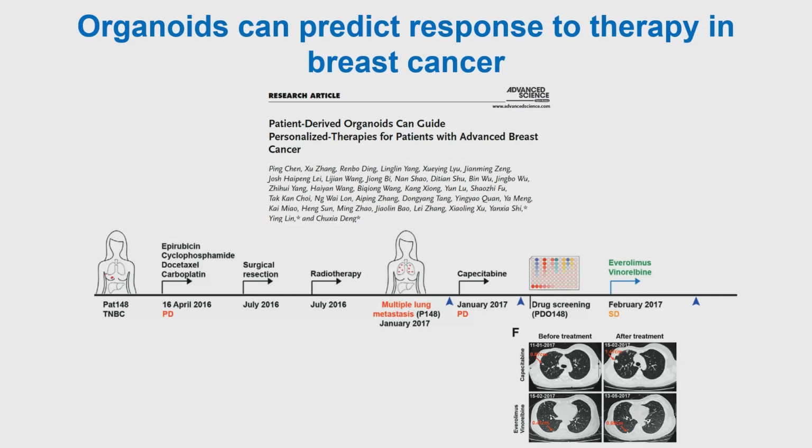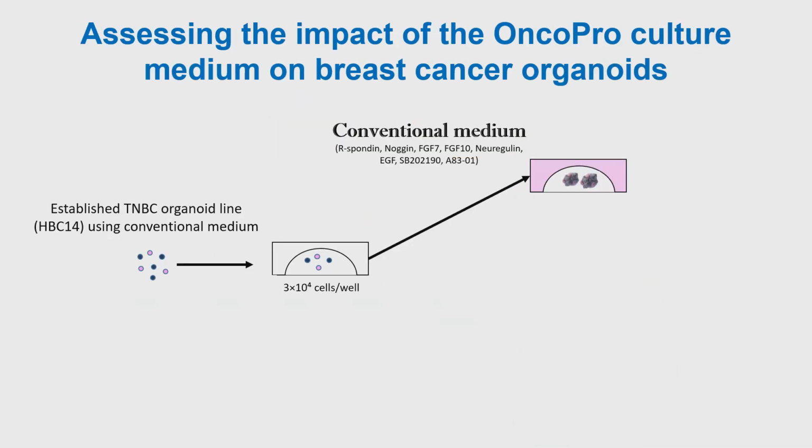So how can we circumvent these limitations? And this is why the OncoPro culture medium can be very useful, because it doesn't fall into these patents that were lodged in 2020. So what we wanted to do in this context is compare the conventional medium versus the OncoPro medium and see whether they were able to perform similarly.